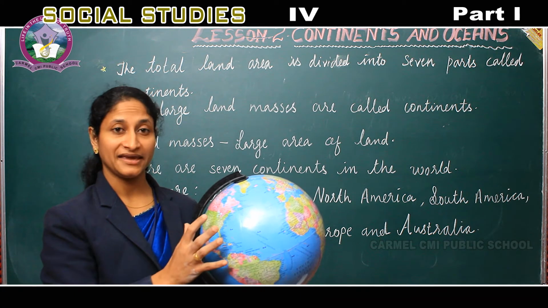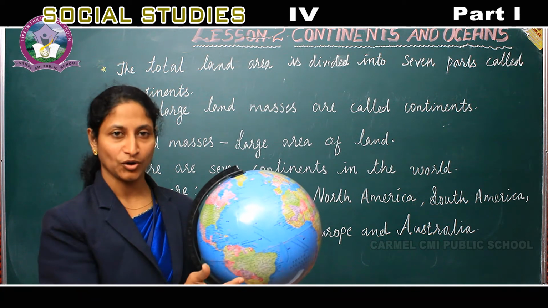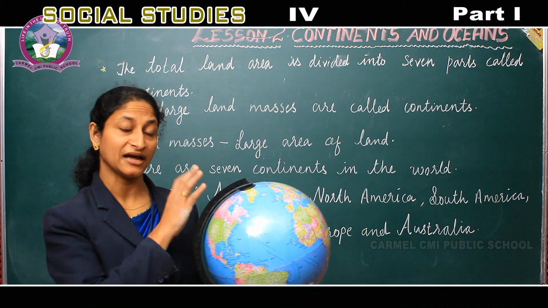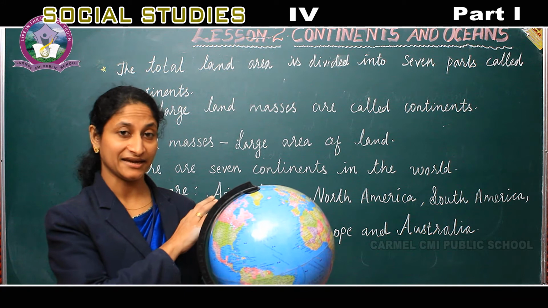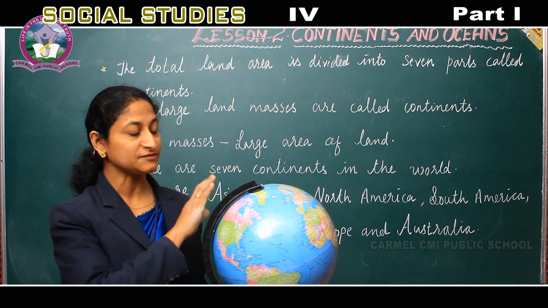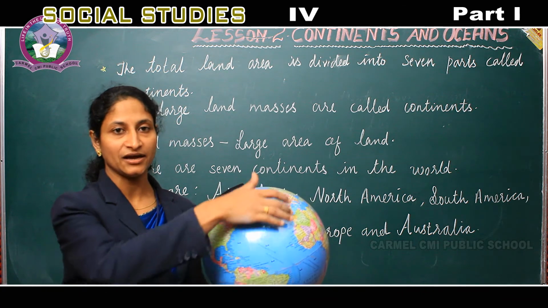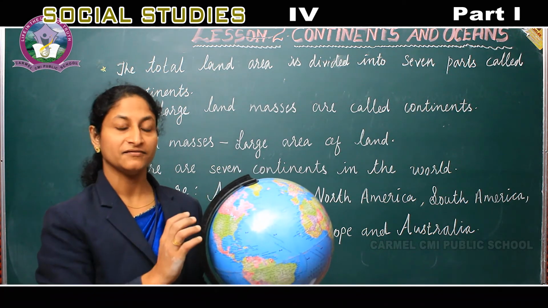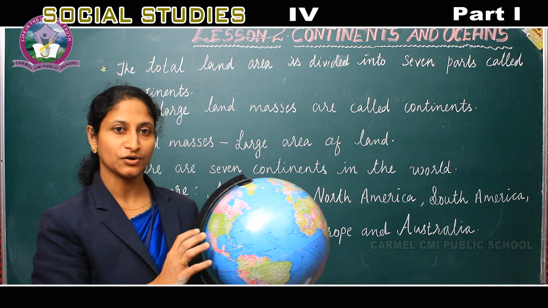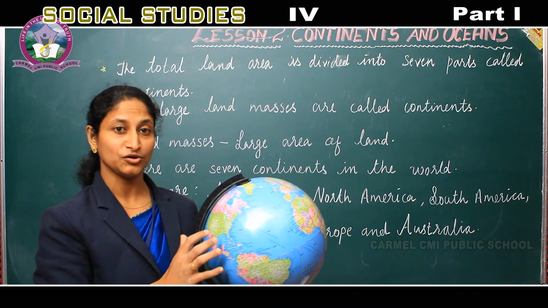Children, are you able to see the whole part of the Earth's surface on a globe? No. We can see only one half of a globe, but the other half cannot be seen at a time because this part is behind the globe. It is not possible to see the whole world on a globe. To solve this problem, we can use a map.